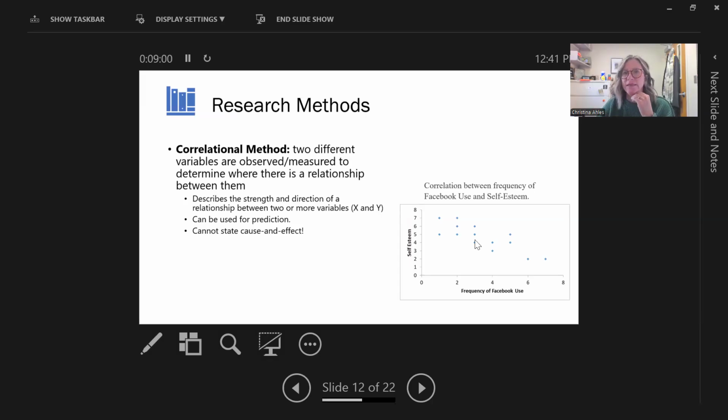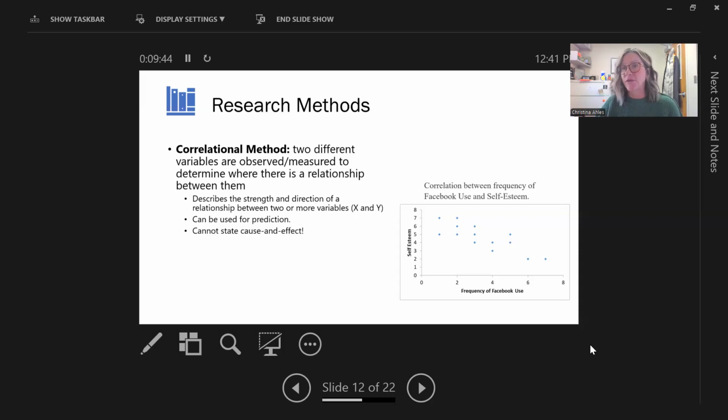As you can see in this graph, we're looking at frequency of Facebook use and self-esteem. On the horizontal axis, the bottom, is the x-axis, and that's the predictor variable. We're predicting that as the frequency of Facebook use increases, something is going to happen on the y-axis, the vertical axis, which is self-esteem. Those values are going to change depending upon the frequency of Facebook use. So you have your X variable and your Y variable. Those are the two variables, and we can use this for prediction.